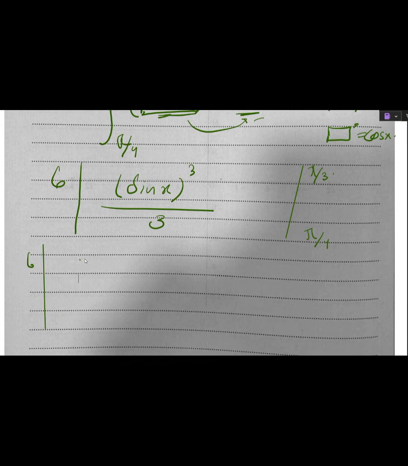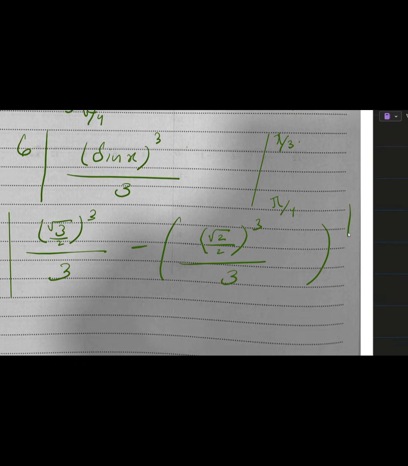root 3 over 2. So we can write root 3 over 2 cubed, and then we can divide it by 3, and then we can subtract sine of pi by 4, which is 1 over root 2, or root 2 over 2. So root 2 over 2 cubed divided by 3, and then the answer will be root 3 over 8 for here, and minus sine of pi by 4 is root 2 over 2, and cubed and divided by 3 will be root 2 over 12.